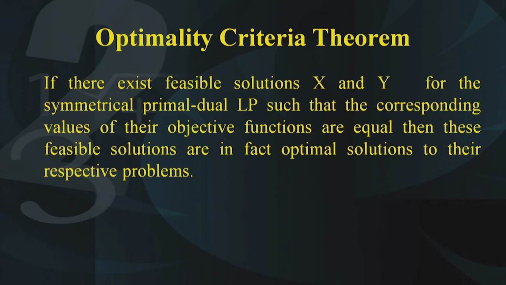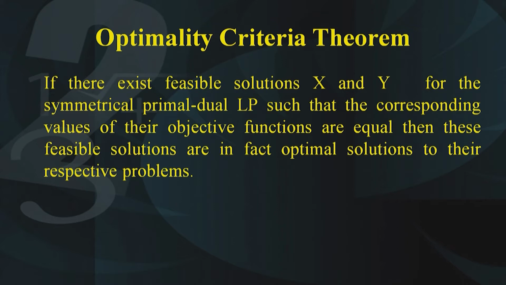Given this primal dual which is symmetric, let us suppose that we have x and y as two solutions, that is, x is a solution of the primal and y is a solution of the dual. I mean, it is a feasible solution, not necessarily optimum. If x is a feasible solution of the primal and y is a feasible solution of the dual, such that their objective function value is the same.